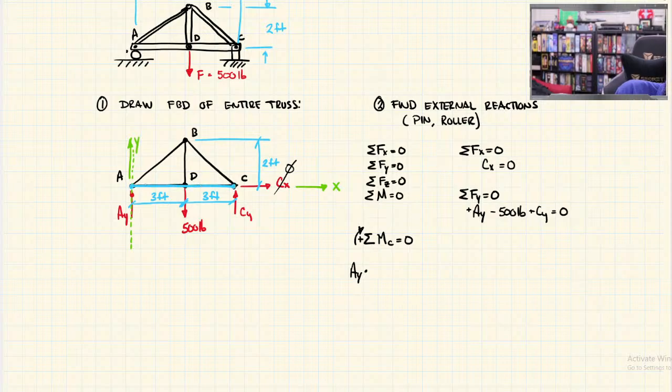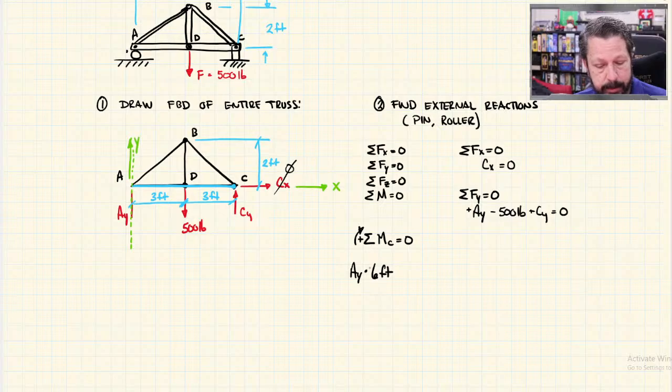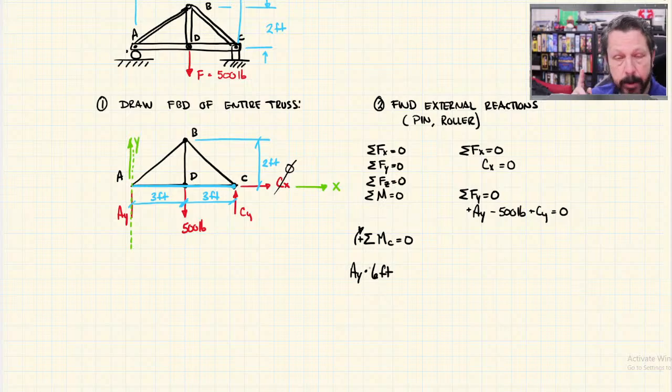You know, that distance, which if I look at my diagram, looks like it's 3 feet plus 3 feet, so it's 6 feet. All right, so AY times 6 feet is the moment of the force AY about point C. But I have to include these others too. And does it have a positive or negative sign?